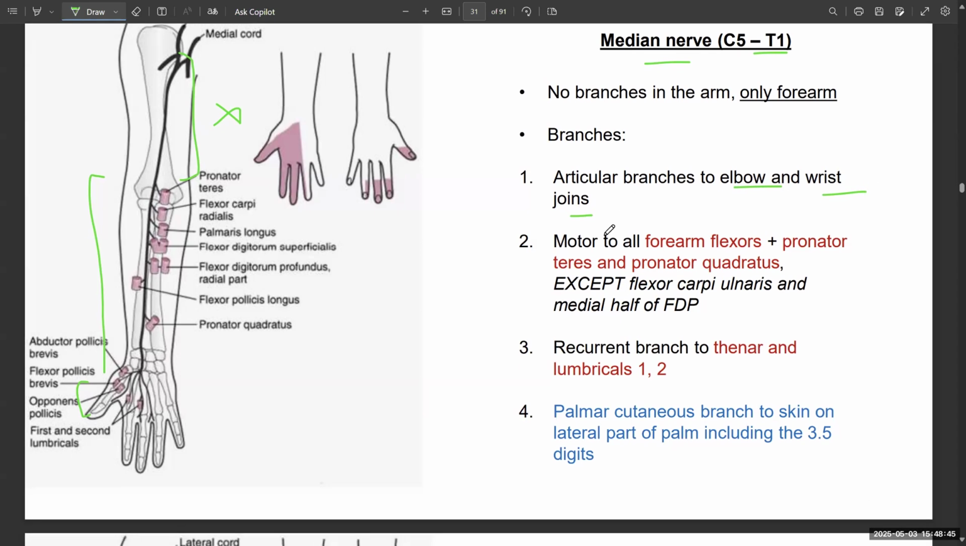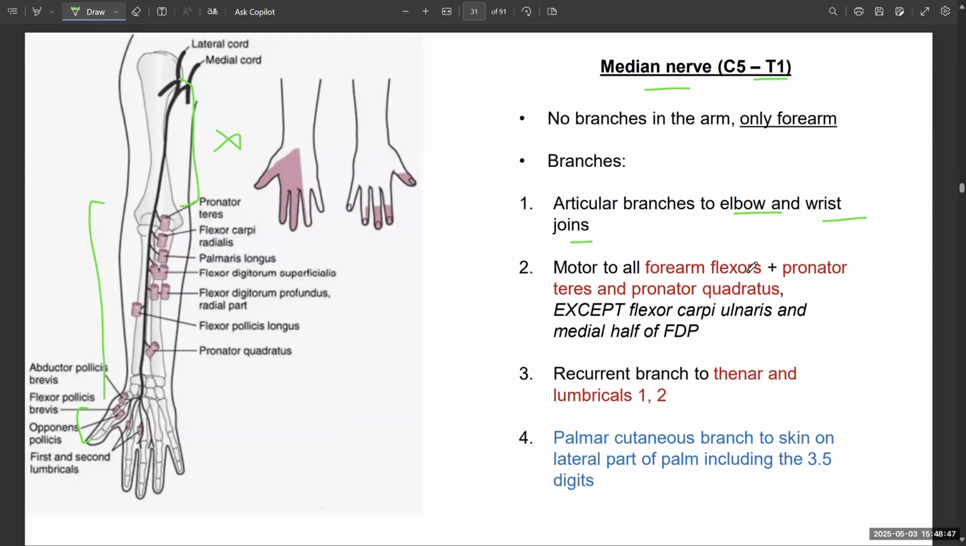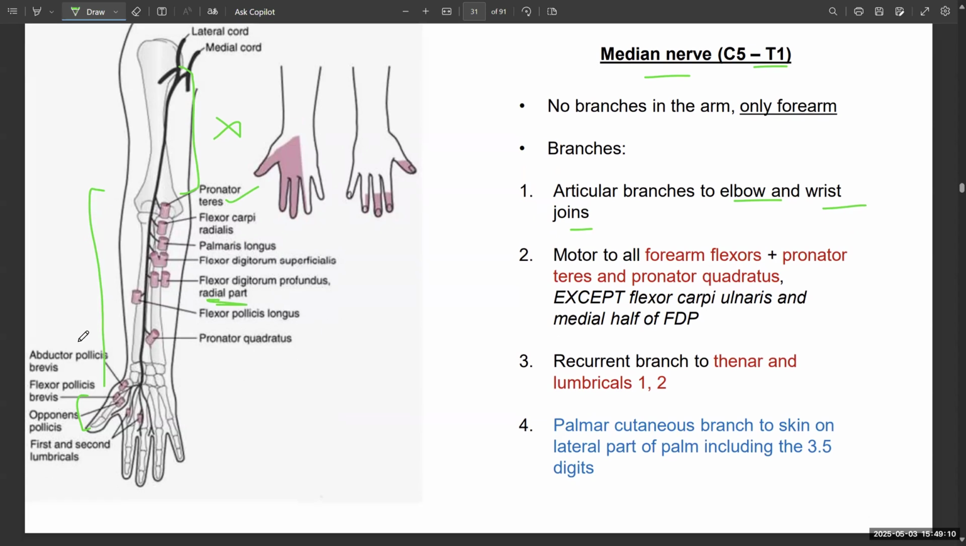Now, motor to all forearm flexors plus pronator teres, and pronator quadratus. So all these flexors are supplied by the median nerve. So you have pronator teres, you have flexor carpi radialis, you have palmaris longus, flexor digitorum superficialis and profundus, but only the radial parts. Okay, we'll come back to that. Flexor pollicis longus, pronator quadratus, and then you have all these thumb muscles. Okay, and the first and second lumbricals.